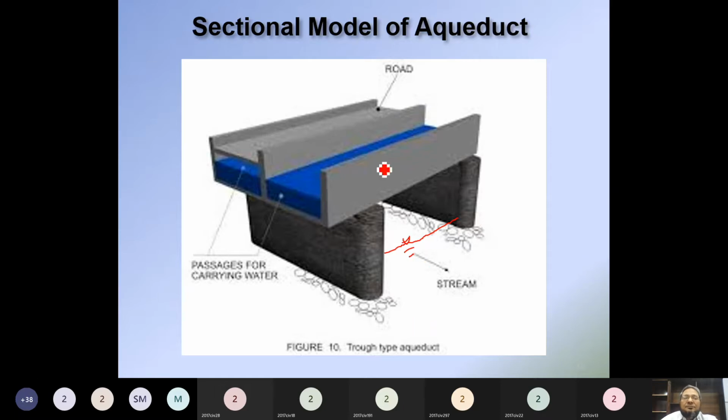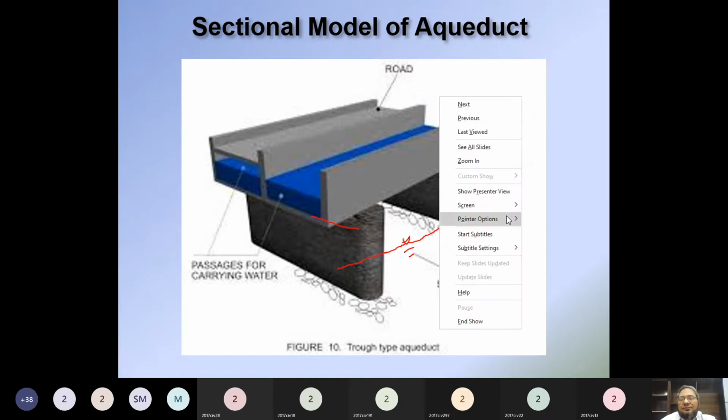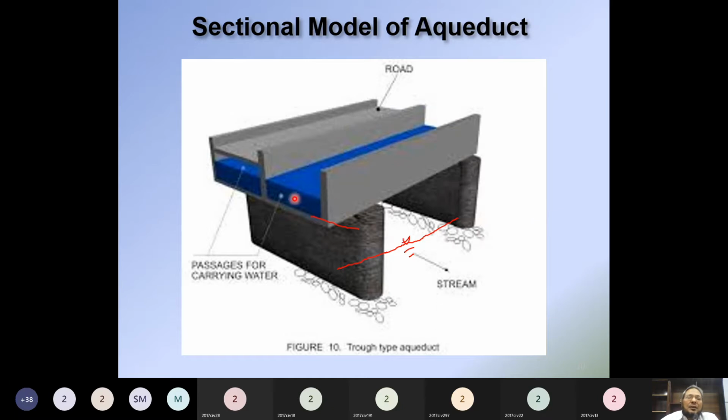And this canal is crossing like this, but in such a way that the bed level of the canal is higher than the highest high flood level of the stream. तो ये structure अब कौन सी है? This is the aqueduct. And these are called RCC troughs, rectangular troughs.